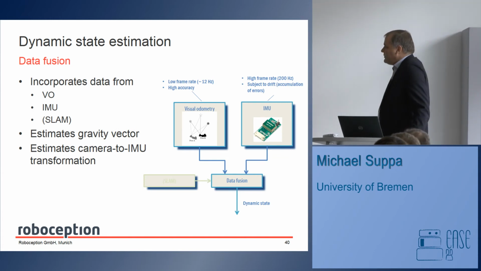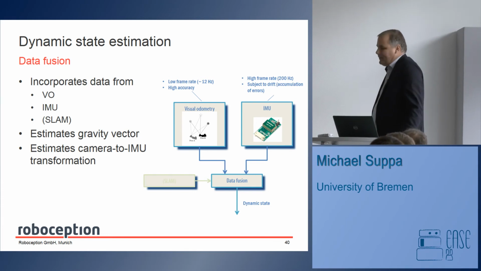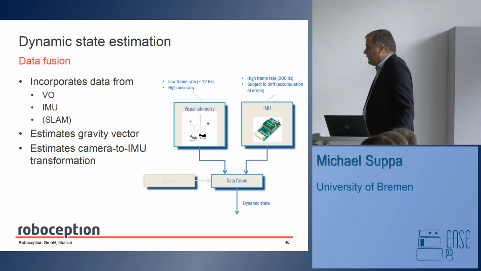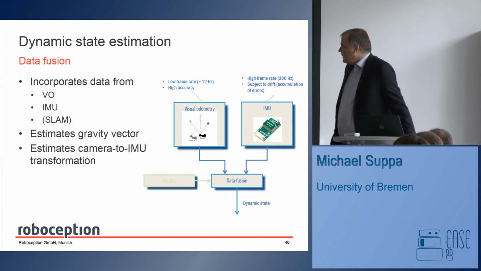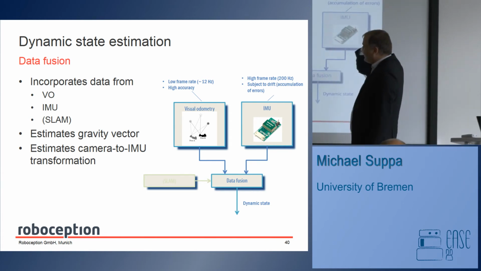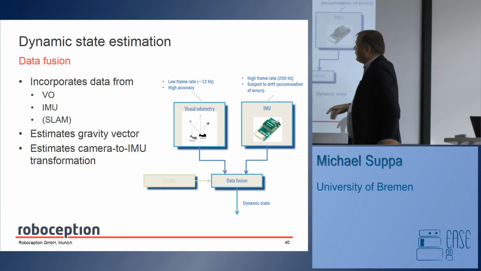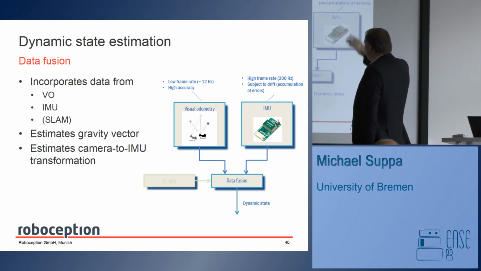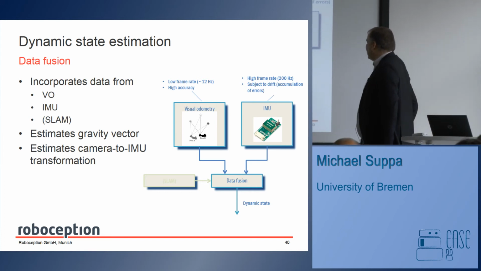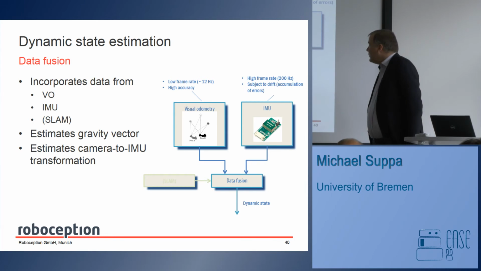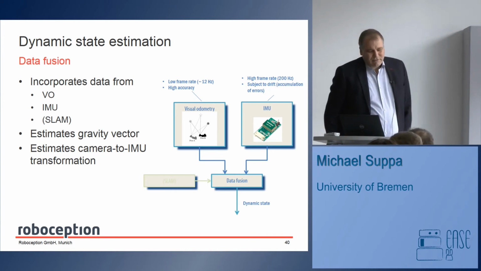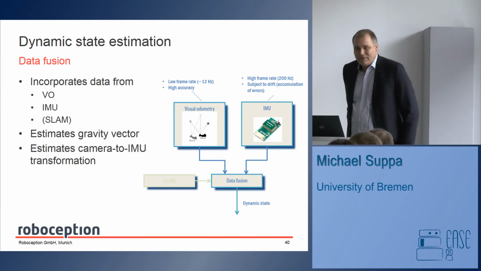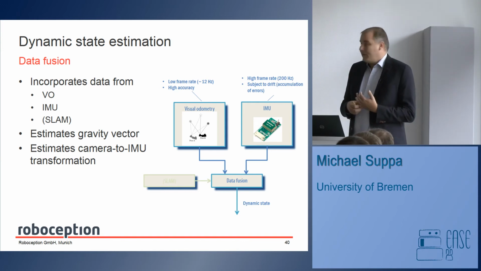The dynamic state estimation incorporates visual odometry, the IMU, and then it can also be added on with SLAM in the end. We are estimating the gravity vector, and we are also estimating the camera to IMU transformation. On the left, that's the low frame rate, 12 Hertz, and high accuracy for the visual odometry. And we have a high frame rate of 200 Hertz or even more from the IMU, which is subject to drift. When you're having an IMU only, it remains stable for maybe a couple of seconds, but after that the pose is just gone.